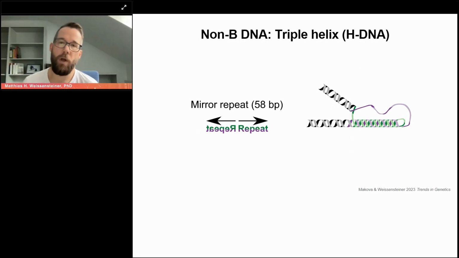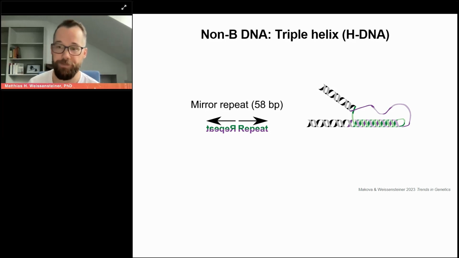There's also structures that have more than two strands. Before we had the G4 quadruplex, but there's also triple helix structures, also called HDNA. And the underlying sequence motif here are mirror repeats. There's again two repeat arms, but there's no spacer in between. And as opposed to the inverted repeats, they're just facing away from each other and are not reverse complement.